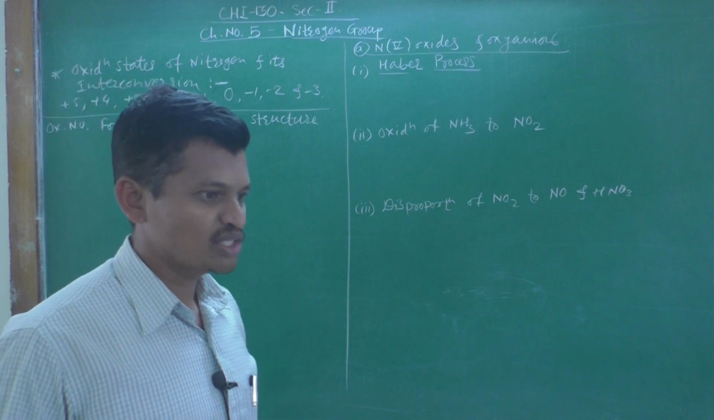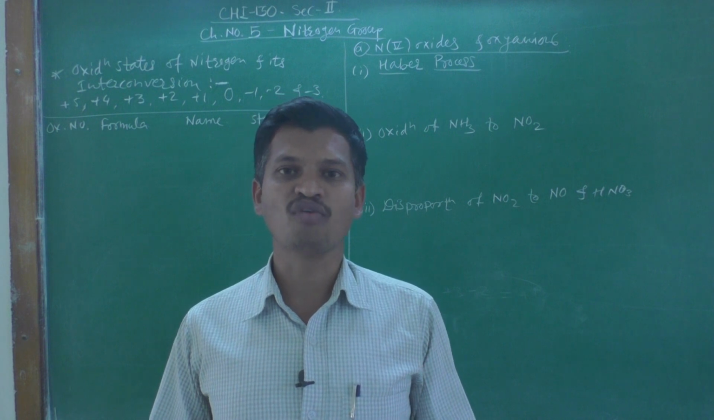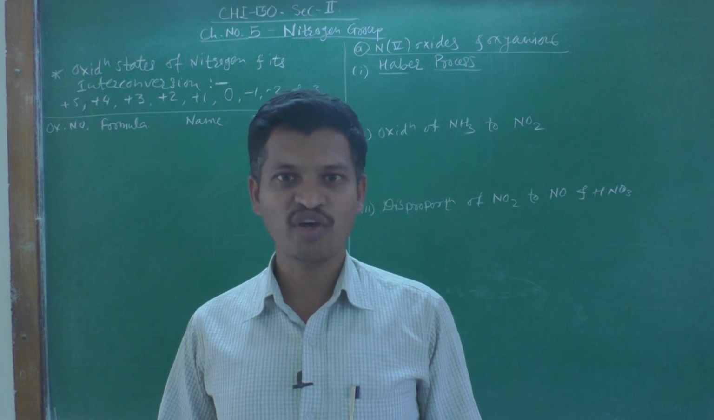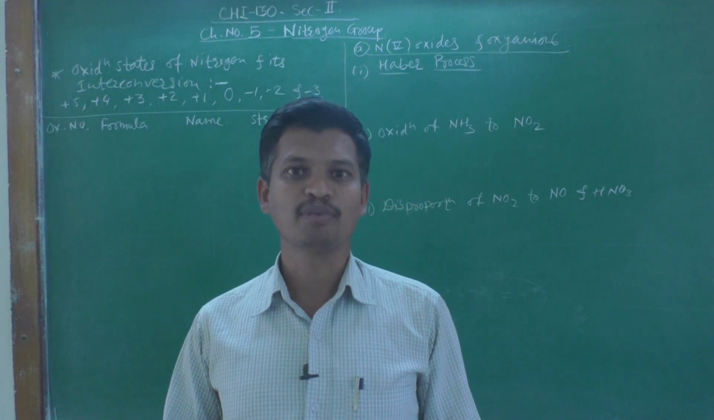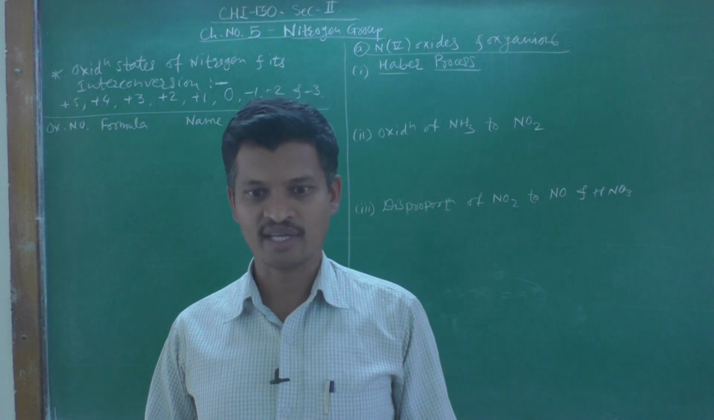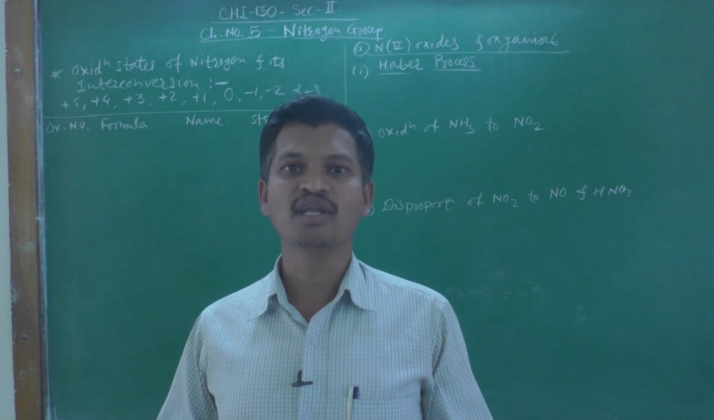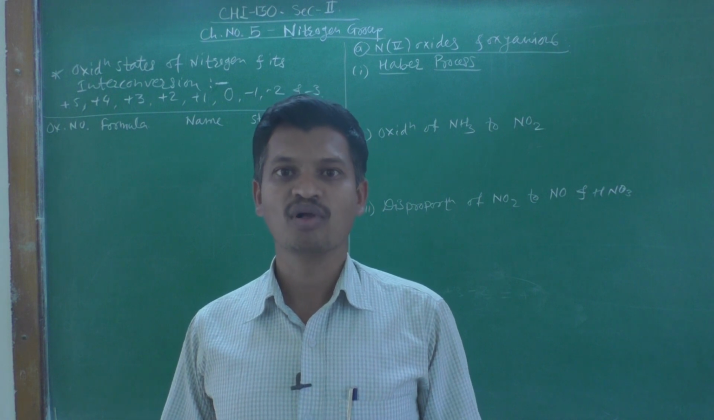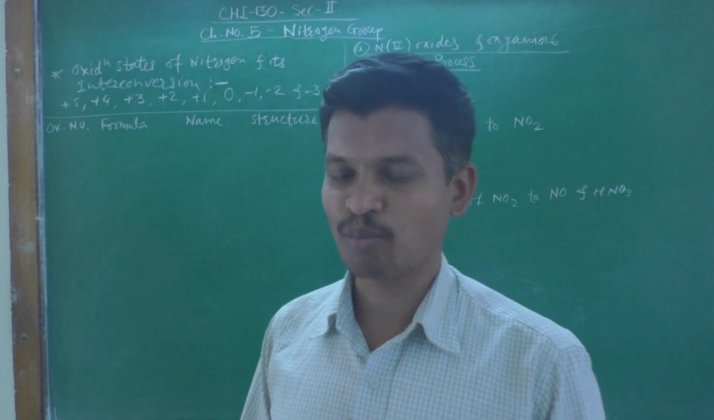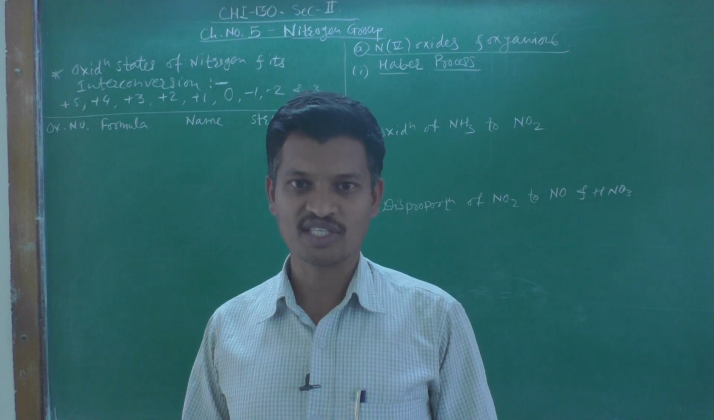Here the nitrogen is showing varying, different types of oxidation states, ranging from +5, +4, +3, +2, +1, 0, -1, -2 and -3. So, nitrogen is able to form a large number of different types of inorganic compounds, and that is due to the possibility of different oxidation states of this nitrogen atom.